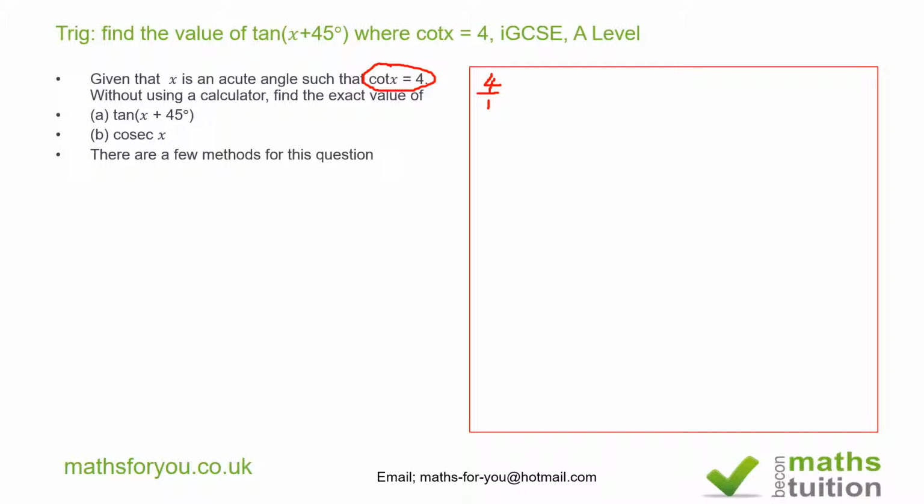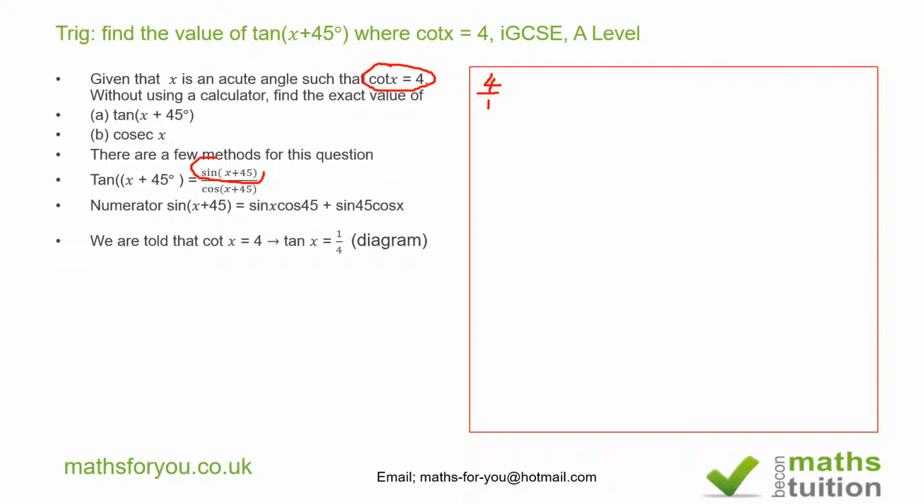I'm sure there are quite a few ways of doing this, but my preferred method would be this one here, that tan(x + 45 degrees) is sin(x + 45) divided by cos(x + 45). Now, we need to expand the numerator and then the denominator. So if we expand the numerator, we have that sin(x + 45) is equal to sin x cos 45 plus sin 45 cos x.